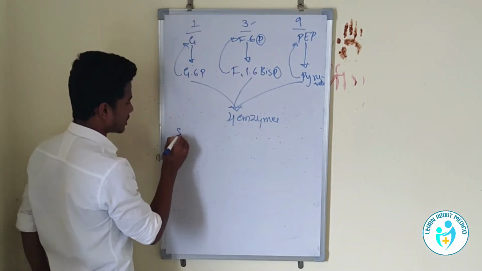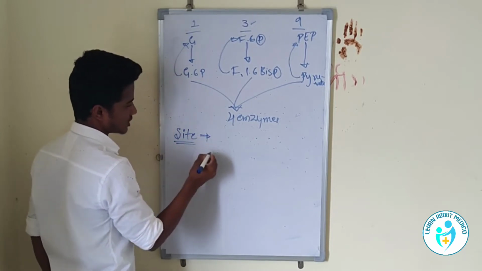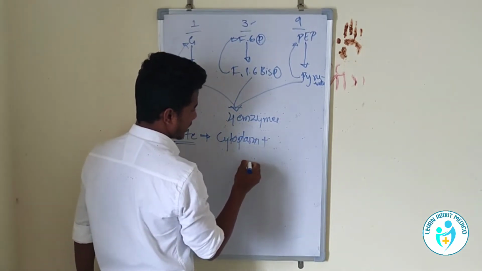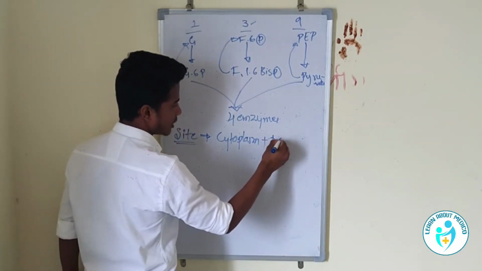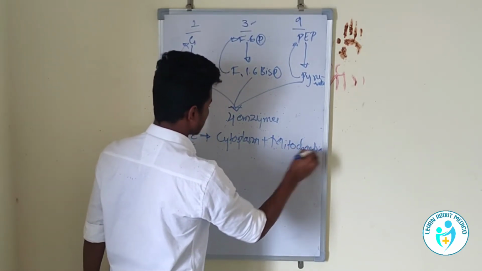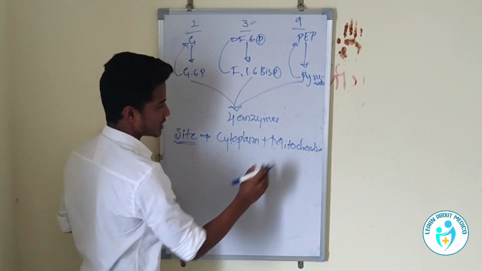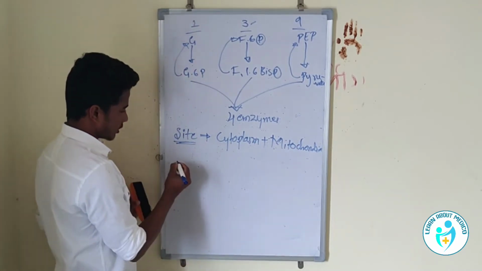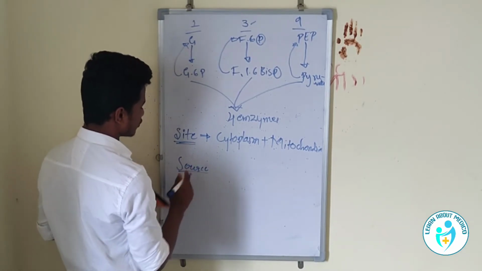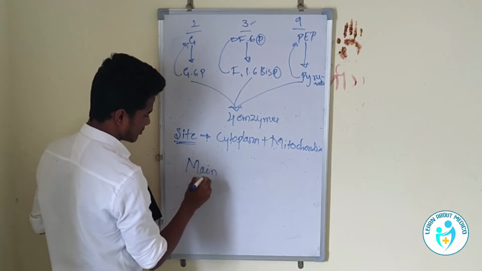And we have to discuss the site for gluconeogenesis. The site for gluconeogenesis is the cytoplasm as well as the mitochondria. And the main tissue for gluconeogenesis is the good source.